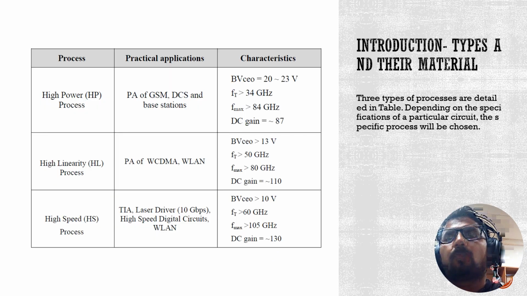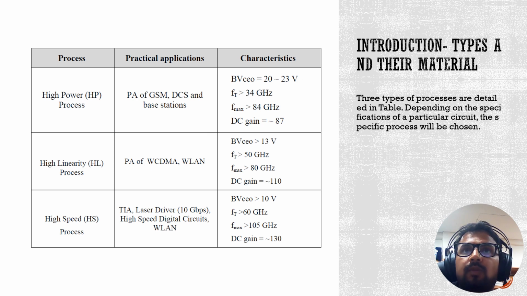Moving forward, we have again the introduction continued, and here we talk about types and their materials. There are 3 different types of processes and their materials, like the high power process, that is HP processes, and the practical applications. In the table you can see the high power process, high linearity process, and high speed process.